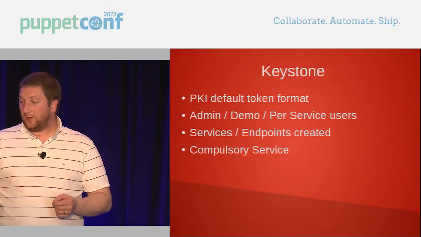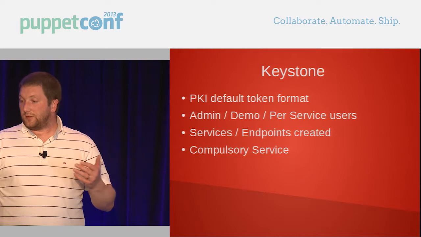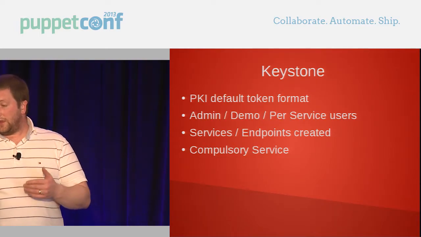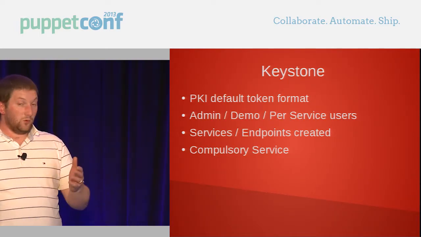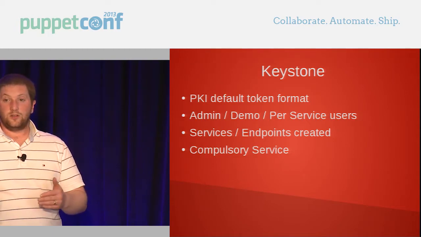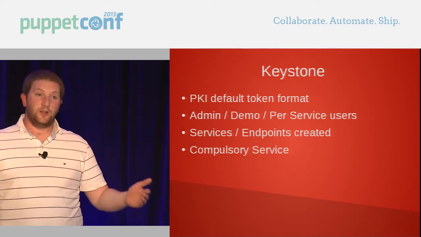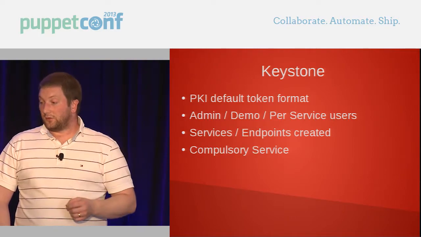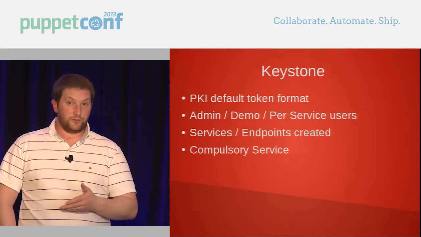Through Puppet, we're creating services, adding endpoints. Keystone is compulsory. Most of the OpenStack components, you can decide whether you want to install them or not, except for Keystone. Keystone is compulsory because all of the other services require it.